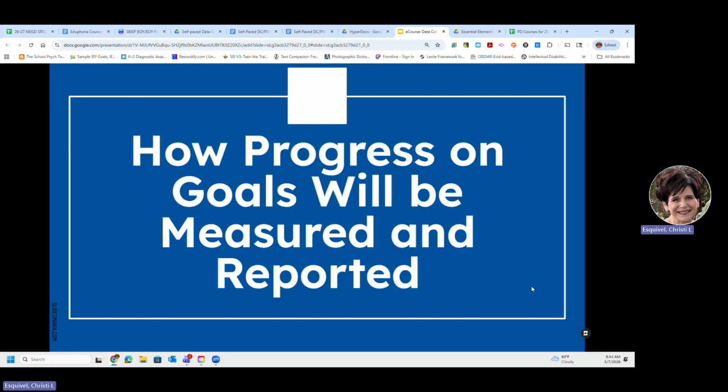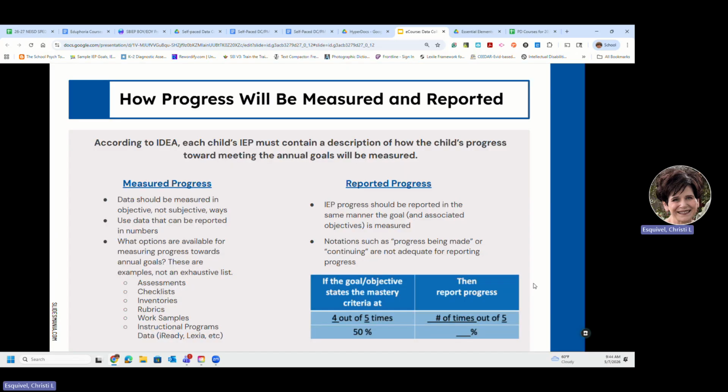Let's first talk about how progress on IEP goals will be measured and reported. According to IDEA, each child's IEP must contain a description of how the child's progress towards meeting the annual goals will be measured. Data should be measured in objective, not subjective ways. So what do I mean by that? I mean you should use data that can be reported in numbers.